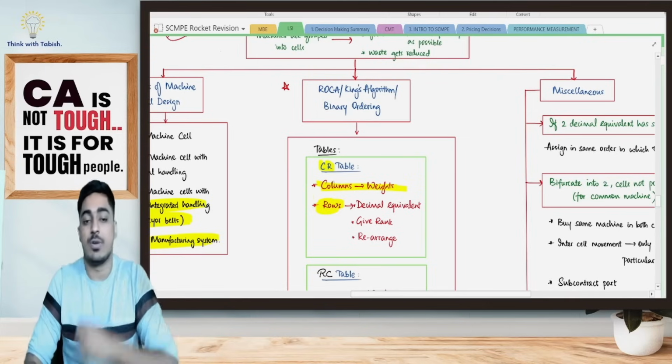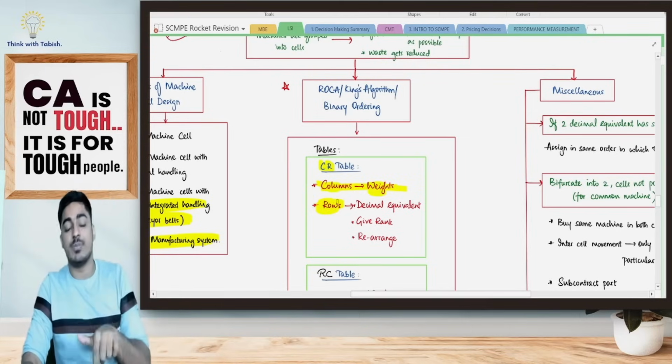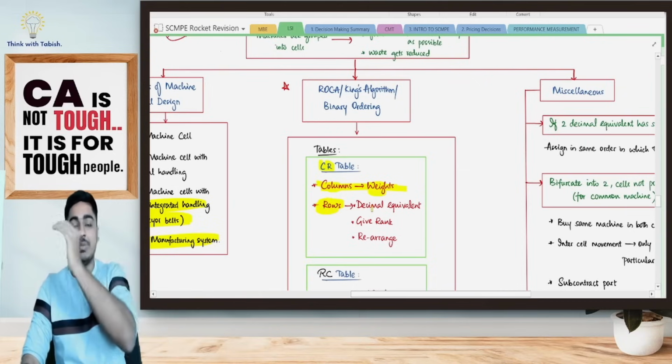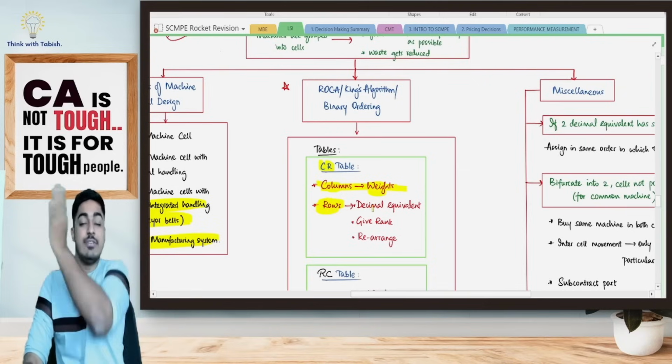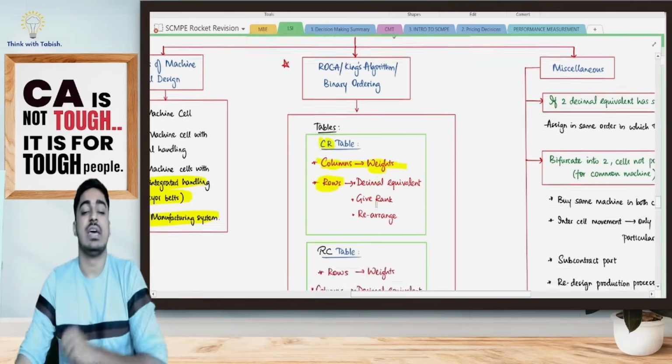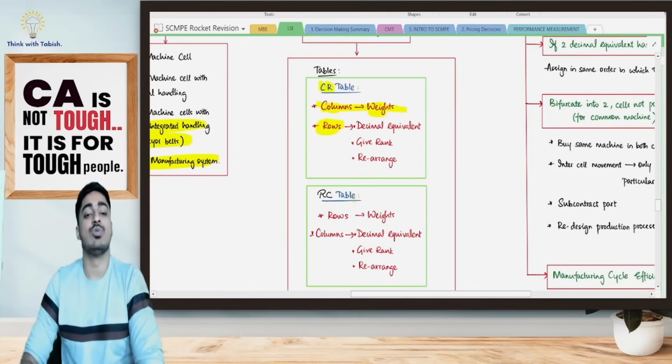Is it clear? So for my column, I'll be giving weight. Based on that, for my rows, I'll be doing 3 things. First, I'll be giving decimal equivalent. Based on that, I'll be giving the ranking. Based on that, I will be rearranging. Now, I should keep repeating again. Now, the order will change.